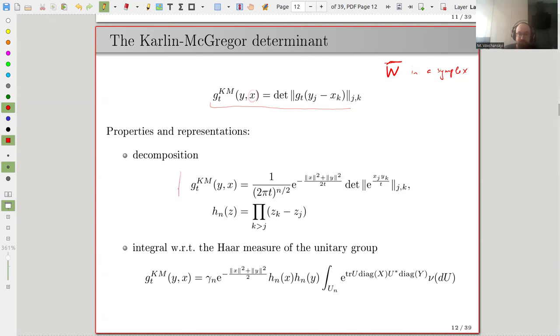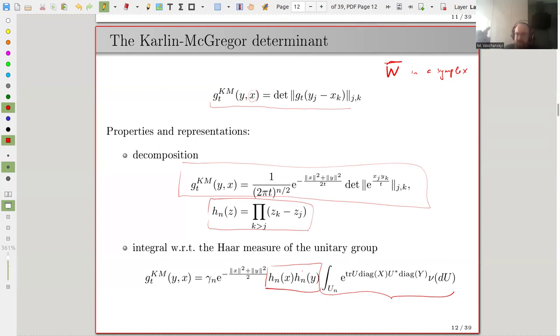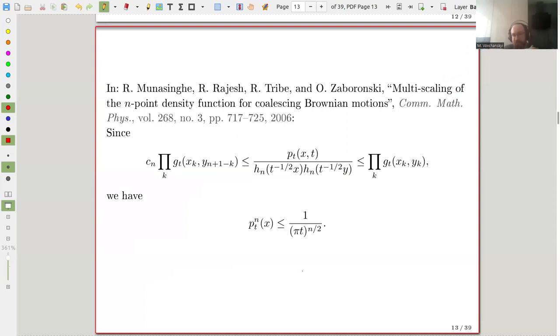So a standard trivial decomposition is as follows. And then it can be rewritten in terms of some integral with respect to the Haar measure on the unitary group, which can be written explicitly, but it's quite lengthy. And this is a well-behaved function. And this is van der Monde determinants of this type. So they express how the determinant behaves, where the terminal points or starting points become close enough. And using this representation, famous results provide estimates of the Karlin-McGregor determinant. And in particular, it invokes some estimates for the point density for the whole Arratia flow.